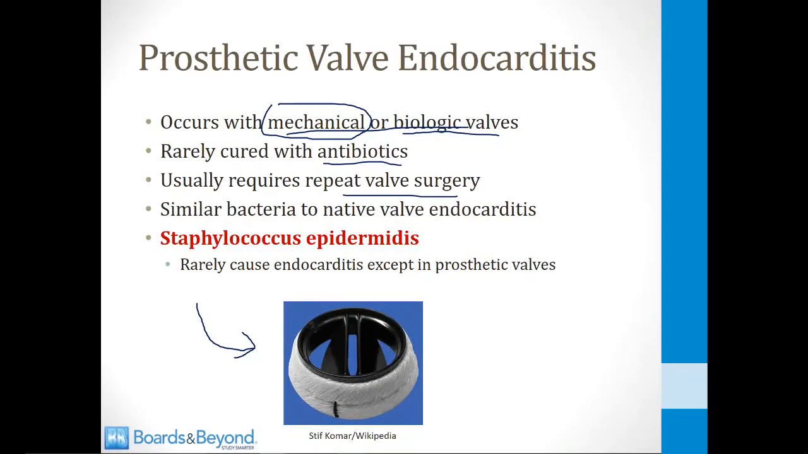Now, the bacteria that cause prosthetic valve endocarditis are the same as the bacteria that cause native valve endocarditis, with one exception. Staphylococcus epidermidis is a bacteria that rarely causes endocarditis except in prosthetic valves. So when you read about a case, maybe in a board exam question of prosthetic valve endocarditis, this is the one special bacteria that you want to keep in mind.